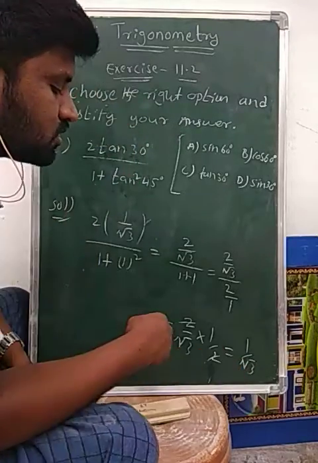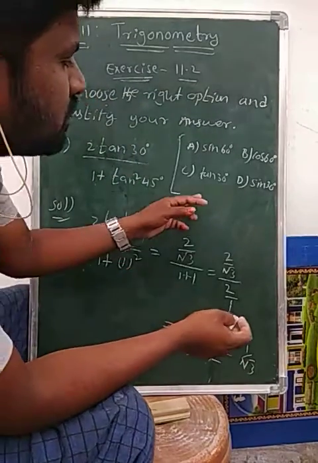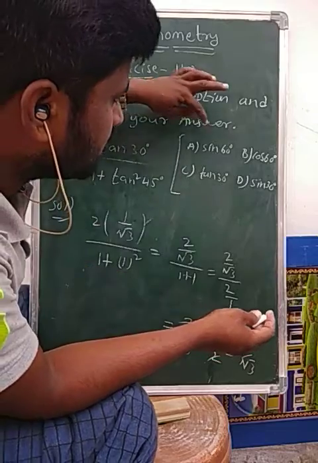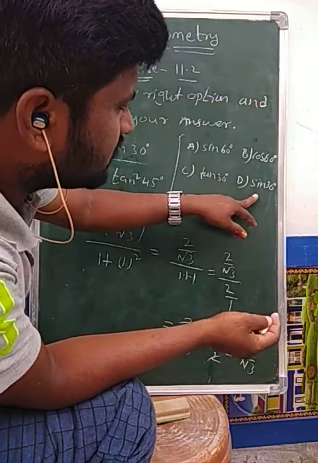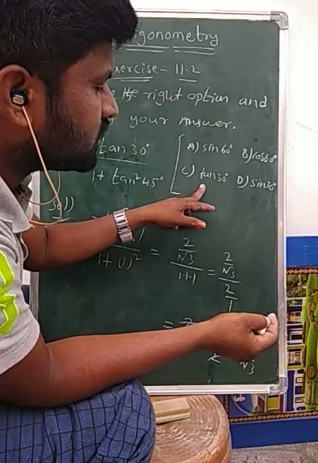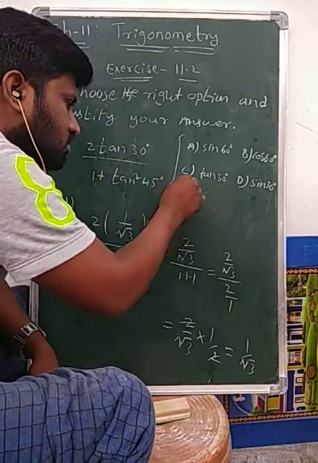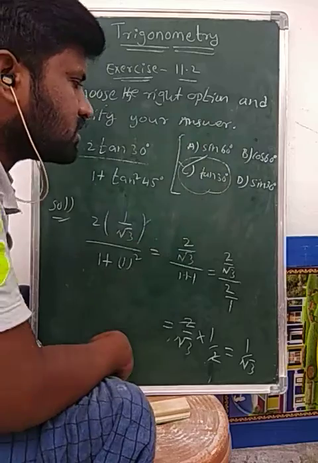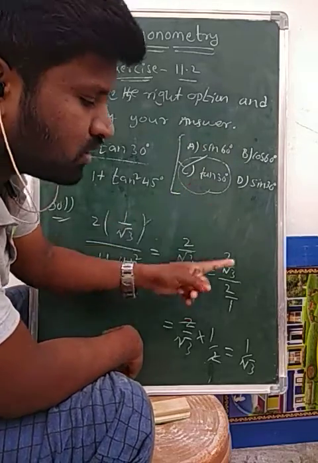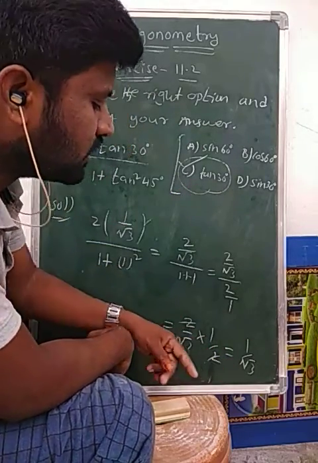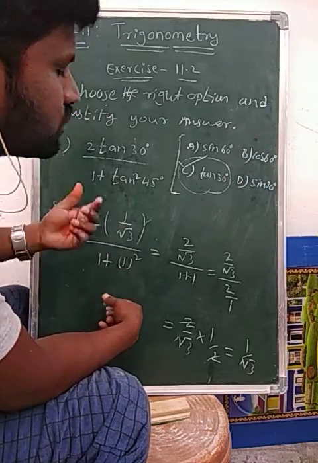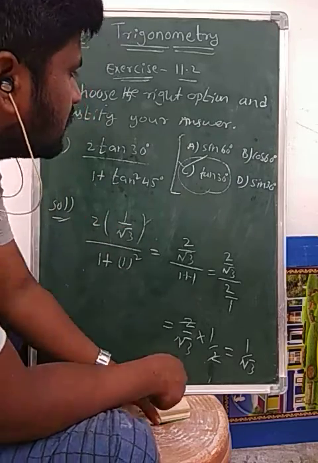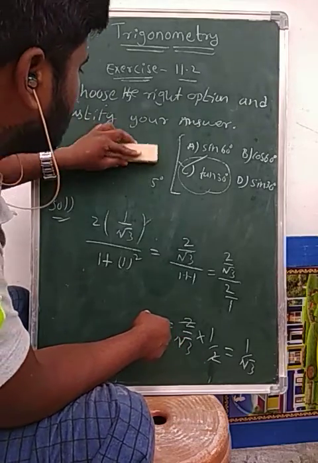Okay now, so 1 by root 3 is the value of which of these options: sin 60 degrees, cos 60 degrees, sin 30 degrees, tan 30 degrees. So the required option is tan 30, which is 1 by root 3. So this is the solution for the question. Now see one more question in this way.